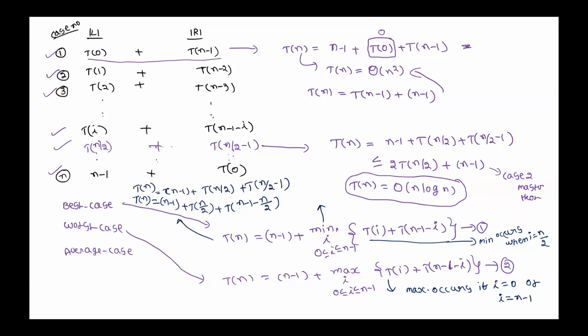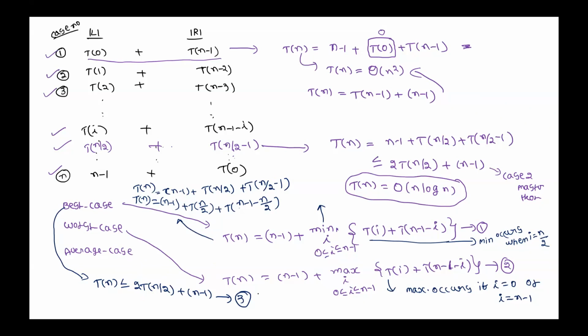Is that clear? Or loosely speaking, in the best case, can we say that T of n is less than or equal to 2 times T of n by 2 plus n minus 1? T of n by 2 minus 1 is not more than T of n by 2, hence 2 times T of n by 2 plus n minus 1. So this is the best case running time recurrence in the case of Quicksort.